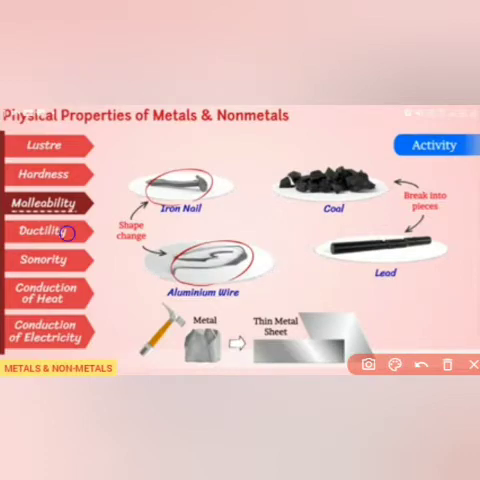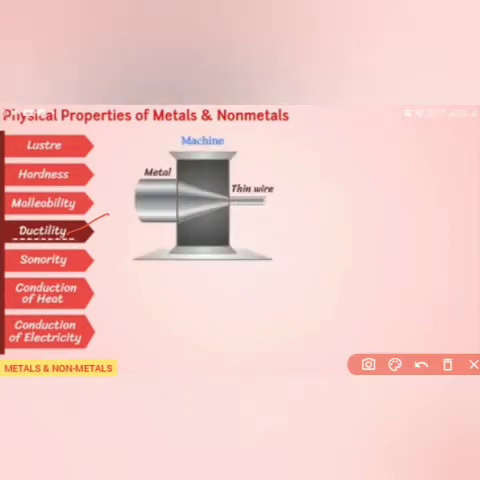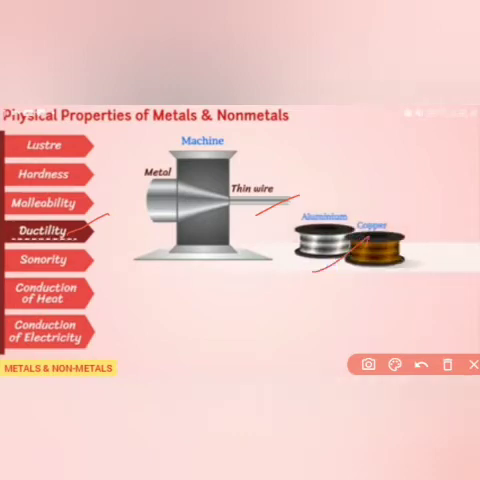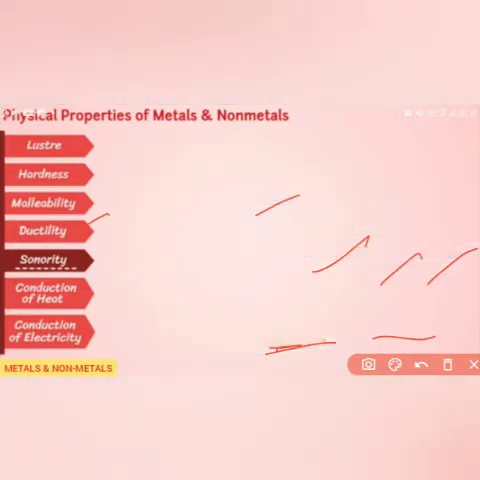Next is ductility. Our next property is ductility. Ductility is the ability to form thin wire, and metals can form thin wire. If we want to create thin wire with the help of various metals like aluminum, copper, and iron, we can make thin wire. On the other hand, if you try to make wire with plastic or rubber, it will break after some time. So metals are ductile in nature.